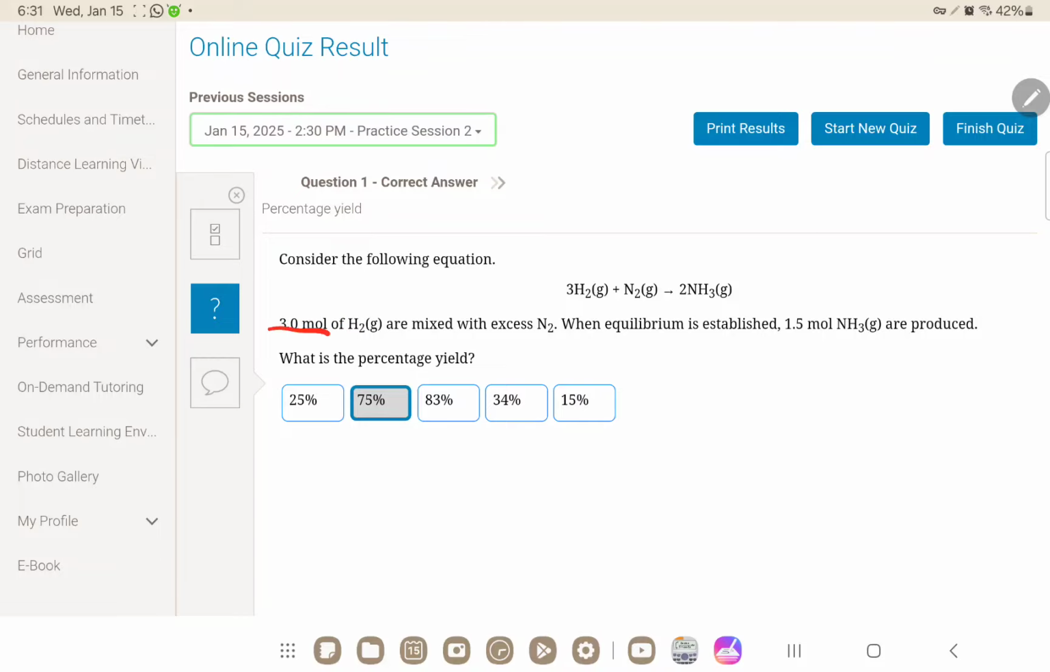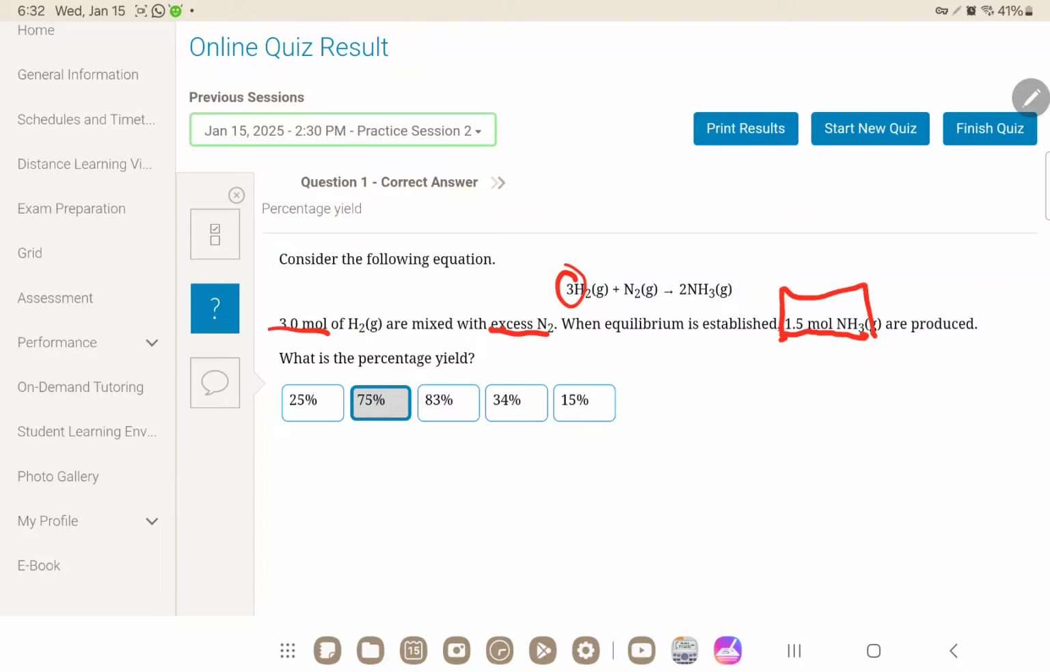So you have 3 moles of H2 mixed with excess N2. So keep in mind that N2 is in excess. When equilibrium is established, 1.5 moles of NH3 are produced. What is the percentage yield? So what it told you is that you have 3 moles of H2, and when equilibrium is established, you will have 1.5 moles of NH3 produced.